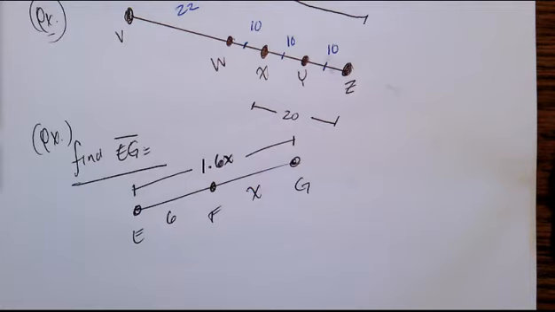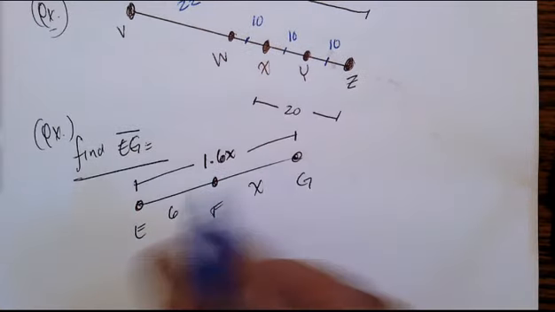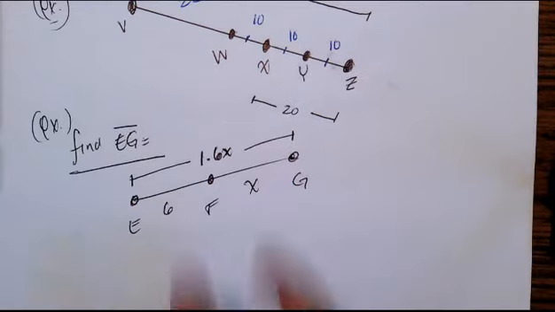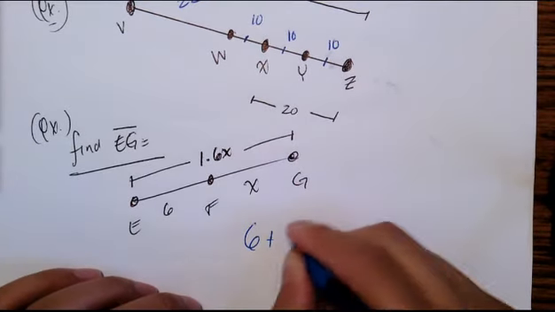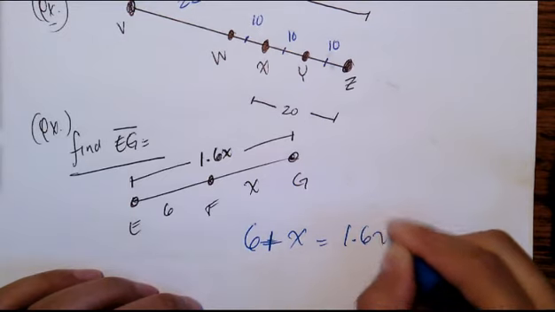Here's what's going to happen. A lot of students say, I don't even know what to do right here. So we're going to use the segment addition property. You have 6 and you have x right there. So we go 6 plus x, because that's the segment addition property. 6 plus x is going to be equal to 1.6x.